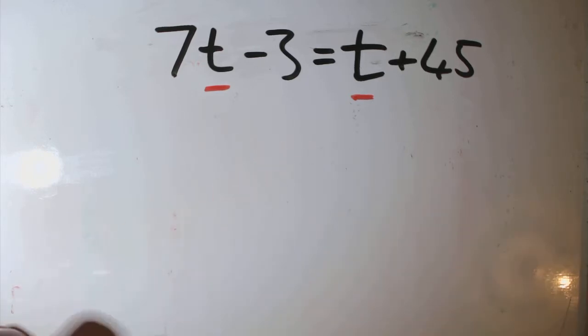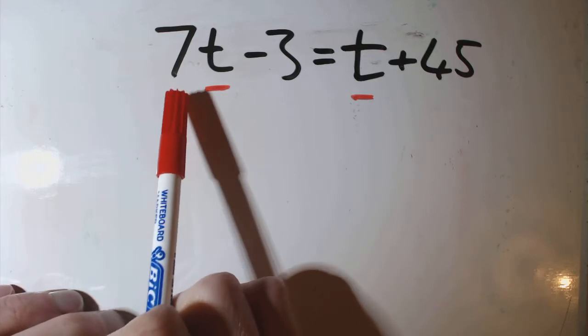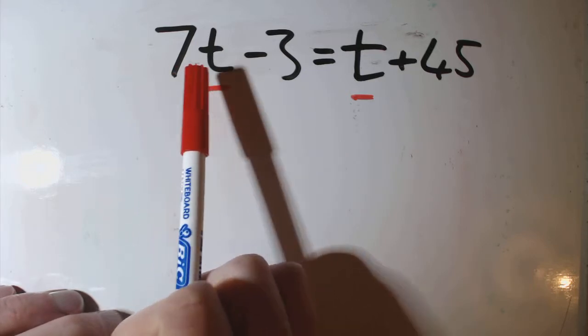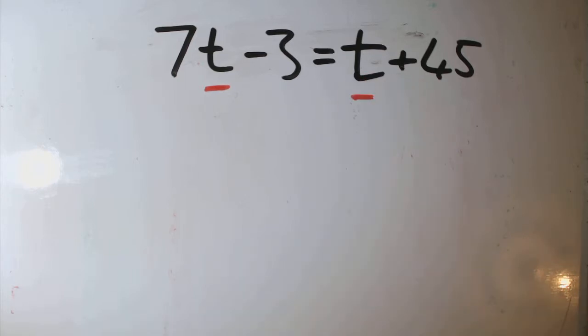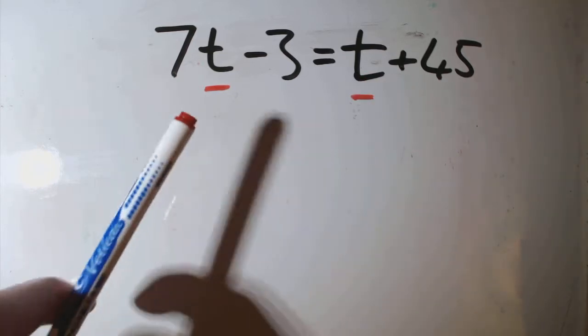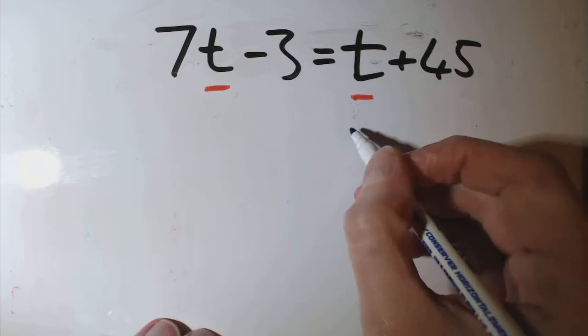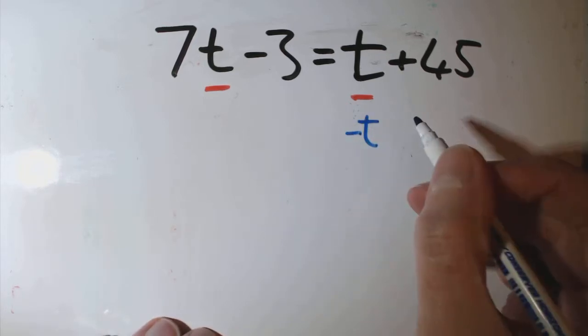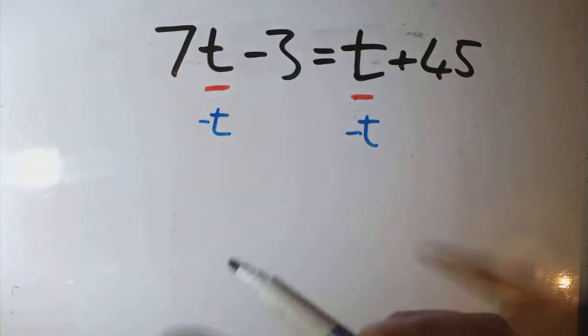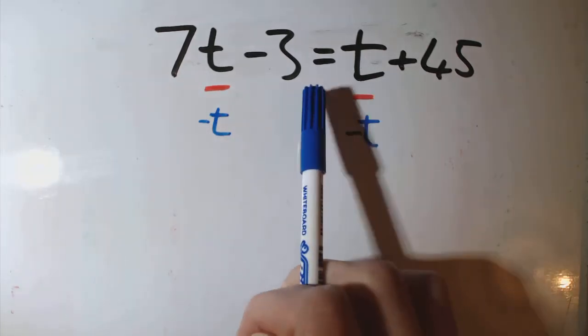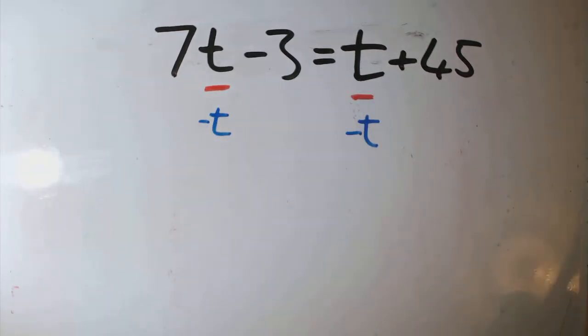So, first thing we can do, we'll notice, well, it's 7t, so remember if it's 7t, that's a 7 times t, and there's just a single t here. So what we can do is if we actually just subtract t from this side, you then have to do exactly the same on the other side. Okay, so remember, anything you do to one side, you have to do to another.